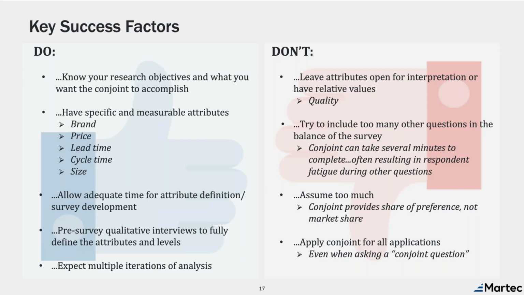Also, don't assume too much. Conjoint provides share of preference, not market share. I often refer to it as market share in a vacuum, but it doesn't take into account things like competitive response, advertising, advertised specials, things along those lines. So it can't take the entire world into account. It's really a market share in a vacuum.